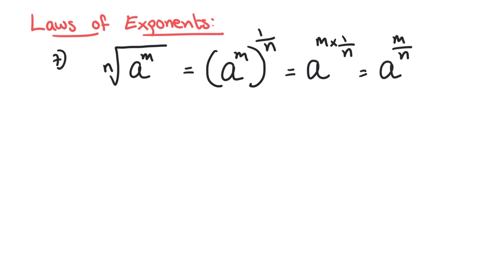Clear? So in short, nth root of a to the power m can be written as a to the power m over n. Let's look at an example of how we can apply this. Let's take cube root of 2 to the power 5. How will I write it in exponential form? It is 2 to the power 5 over 3. Understood?